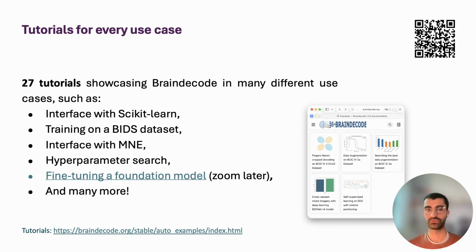And finally, we have the tutorials of Braindecode. So we have a rich collection of 27 tutorials that explain how you can do many different things. We try to be exhaustive in terms of possible use case scenarios. For example, we have an example of how you could use Braindecode and interface it with scikit-learn, or how you could train a model on a BIDS dataset, or regarding the interface with MNE, or how you could do hyperparameter search.